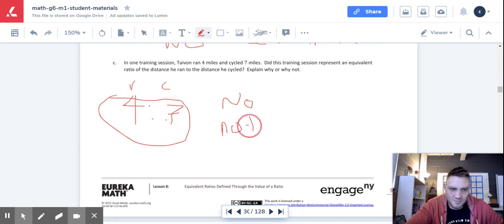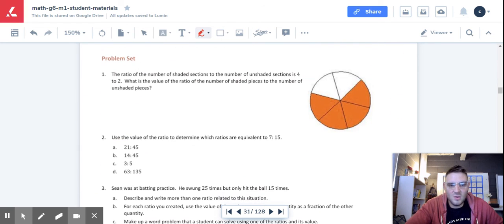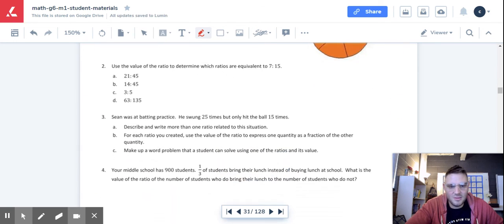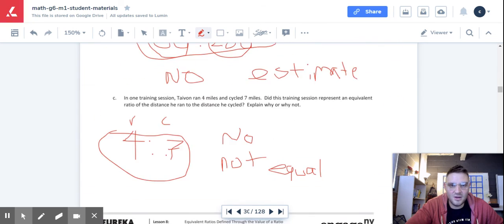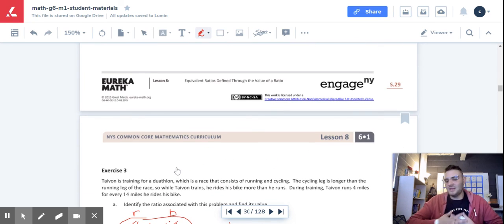And I know the handwriting is bad, it's because I'm writing with the mouse. So not equal, okay? All right, so that is lesson 8. You are now going to go work on this problem set, which I believe is just 4 problems. It's not very difficult. If you have any trouble, that's okay. We can take a look at it in class next time you're here.